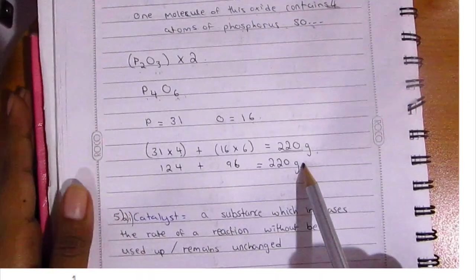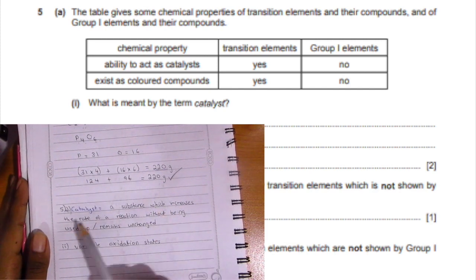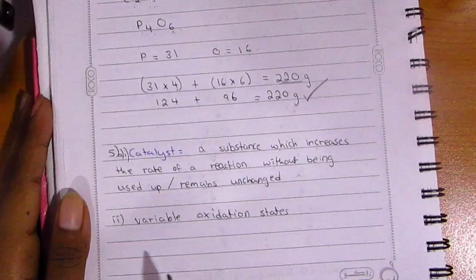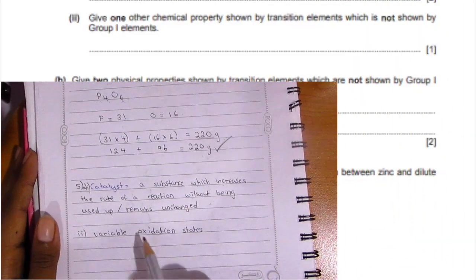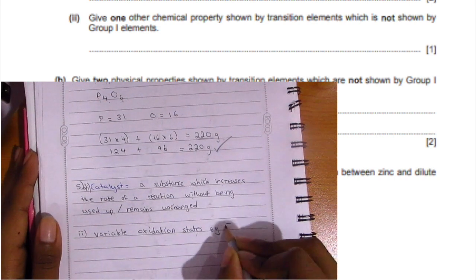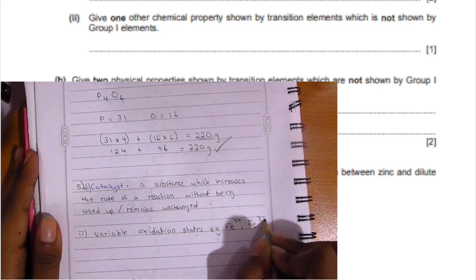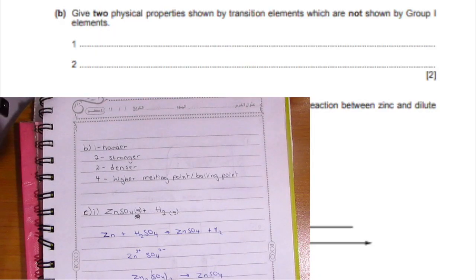That's your answer. Okay, so for question 5, we need to define the term catalyst. A catalyst is a substance which increases the rate of a reaction without being used up in the reaction itself. It's unchanged. Now, give one other chemical property shown by transition metals which is not shown by group 1 elements. The fact that they have variable oxidation states, for example iron 3+ or iron 2+.